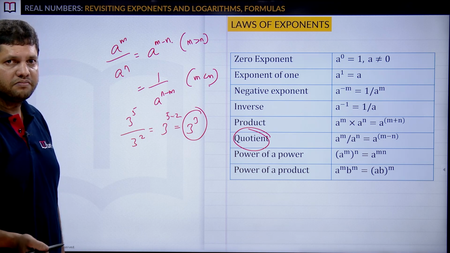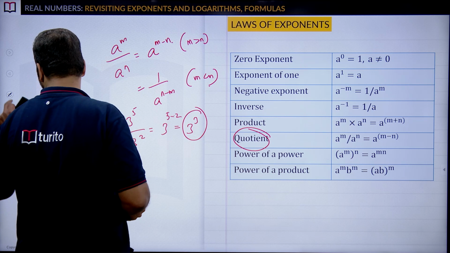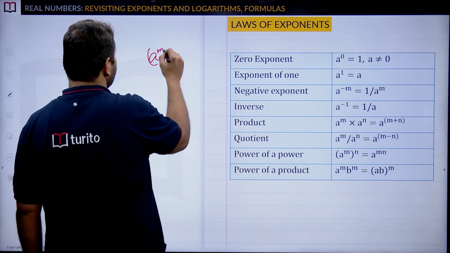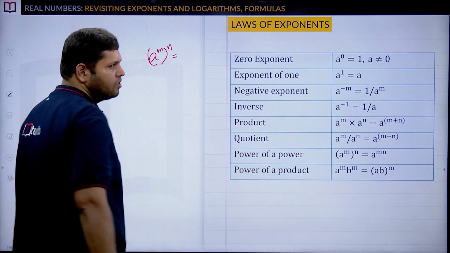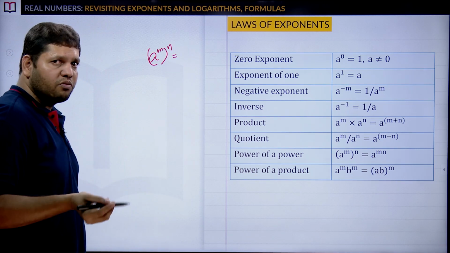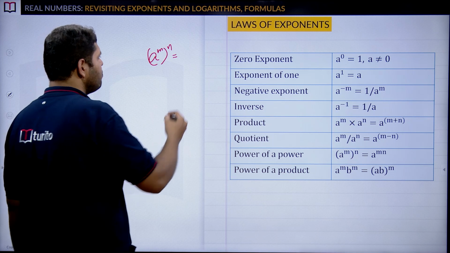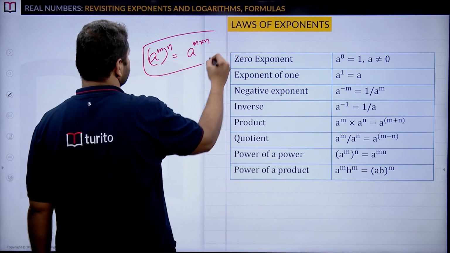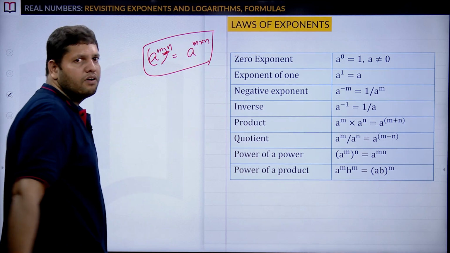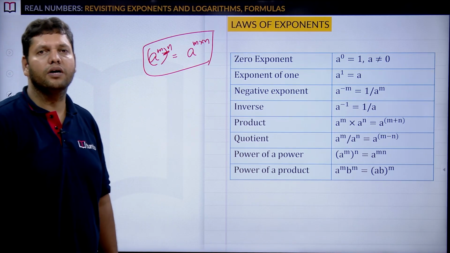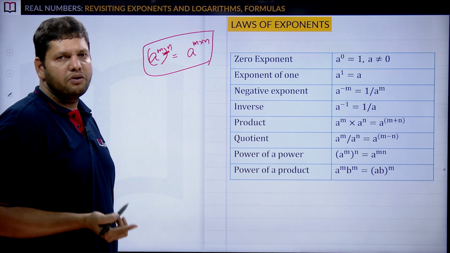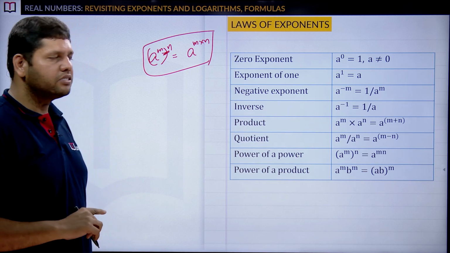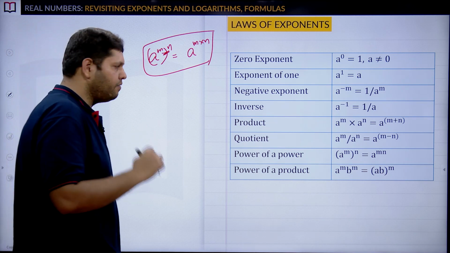Clear, children? Fine. Next one, power of power. If a to the power of m, whole to the power of n. So it is a power of, again one more power. a to the power of m whole to the power of n, we can write as a to the power of m into n. So both powers are getting multiplied. m is one exponent, and n is also one exponent, so both exponents are getting multiplied. That is called power of power.